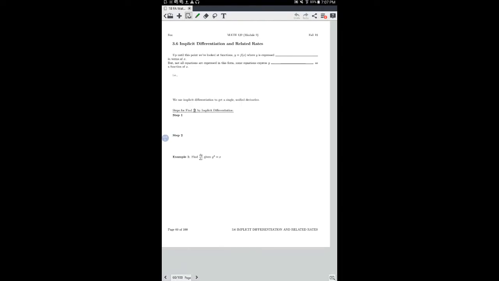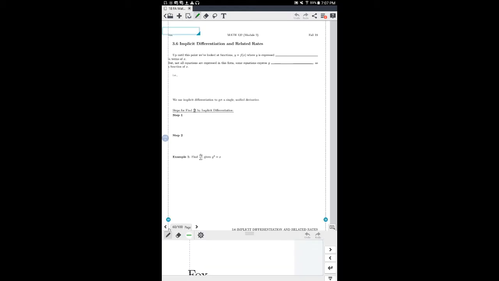Now we're going to learn a type of differentiation. Differentiation is a process of taking a derivative. And we want to learn how to take the derivative of something that's implicit. So this is implicit differentiation.